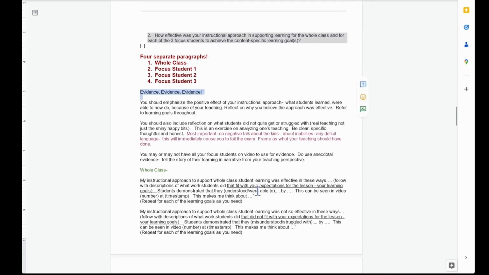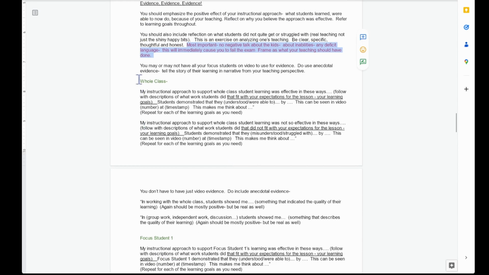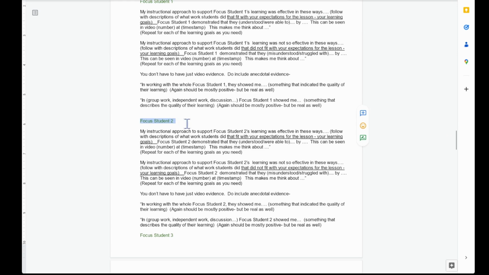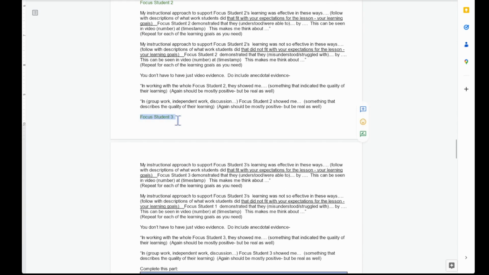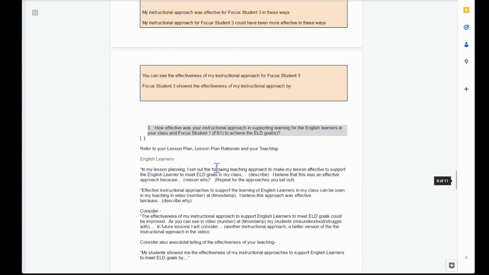And then again, the emphasis on evidence, evidence, evidence. I give you important details, no negative talk about kids. And you can see I give you an outline for how to think about the whole class, how to think about the focus student 1, focus student 2, focus student 3. And then I give you a workbook space down here, where addressing these prompts will line up exactly with the gray prompts from the template.